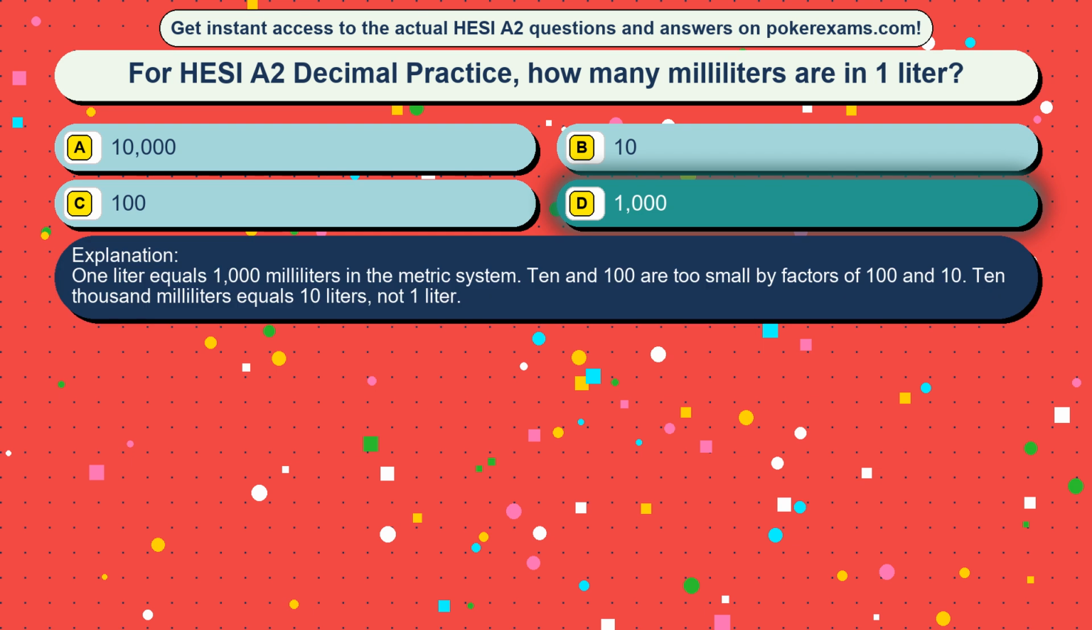1 liter equals 1,000 milliliters in the metric system. 10 and 100 are too small by factors of 100 and 10. 10,000 milliliters equals 10 liters, not 1 liter.